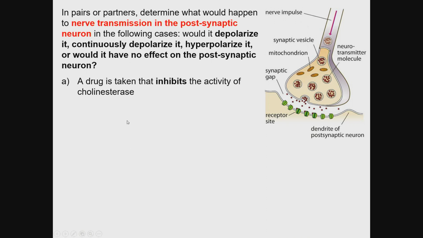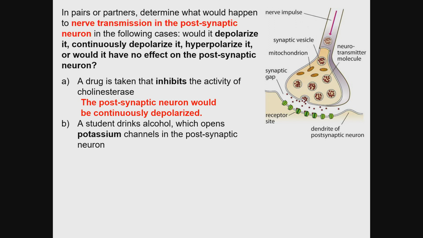Let's try some questions. A drug is taken that inhibits the activity of cholinesterase. Remember, cholinesterase was the enzyme that breaks down the neurotransmitter in the synapse, which means the neurotransmitter would stay there, causing the postsynaptic neuron to be continuously depolarized.